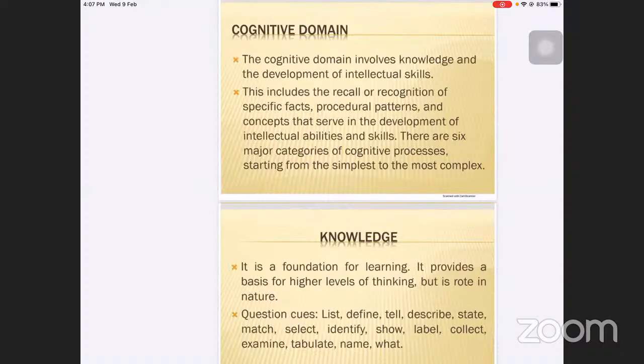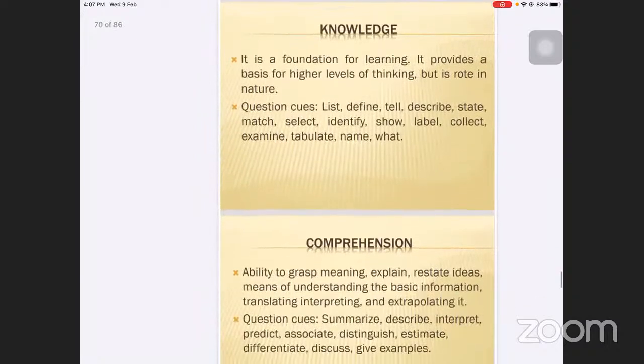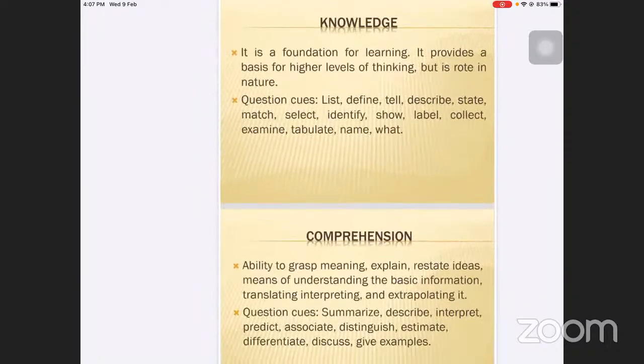That it is a foundation knowledge. Number one is knowledge. It is the foundation for learning. It provides a basis for higher levels of thinking, but is rote in nature. Knowledge that we deliver in the classroom may be in the form of dates.